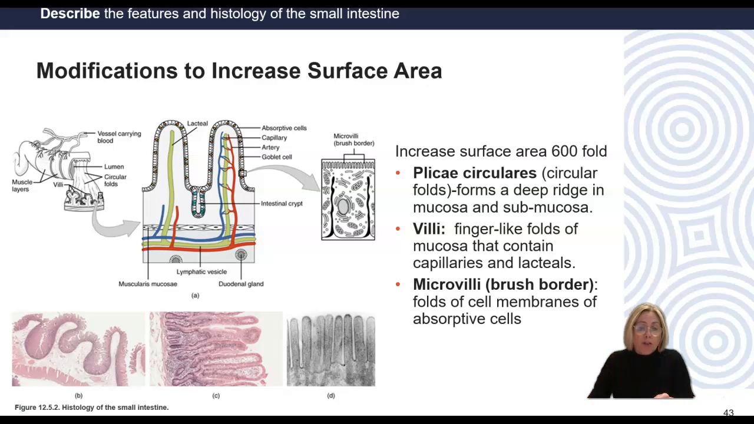But even further, we have what's called microvilli. The microvilli form this brush border, because when you look at it, it kind of looks like a brush. These are microscopic folds of the cell membranes of these absorptive cells, which you can see here, and that further increases the surface area for absorption.